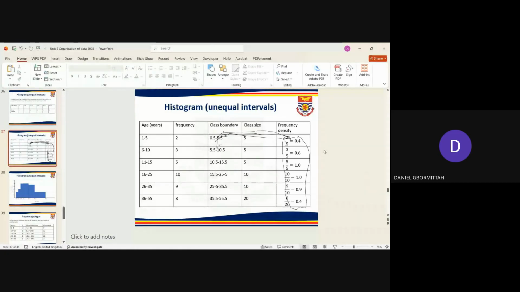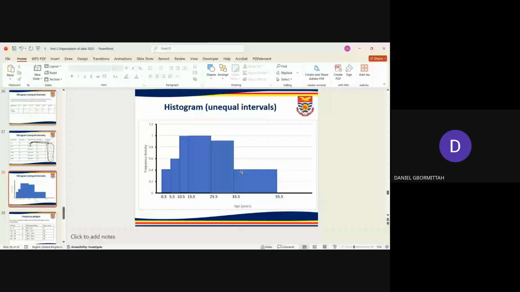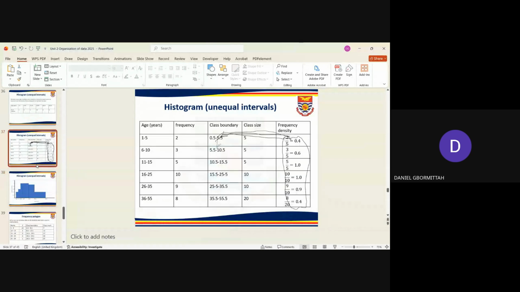So what it means is that on the vertical side of the bar, we are going to use frequency density. Whereas in the other one, remember, we use frequency against the class boundaries. So that is what we are going to check here. So check this out. Look at the class boundaries again.